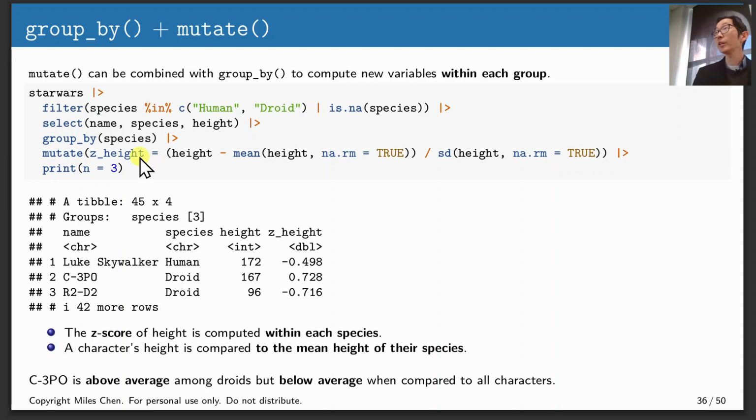And then I'm going to mutate, and we're going to calculate the z-score of height. And height is going to be height minus the mean height divided by the standard deviation of the height, okay? But because I've paired it with group by, the mean height is calculated per group, all right? So the z-score is computed within each species, and so a character's height is going to be compared to the mean height of their species. So one thing to note is C-3PO is a droid, and compared to other droids, C-3PO is above average in height, okay? Because R2-D2 is short, C-3PO is tall, so he has a positive z-score, okay?